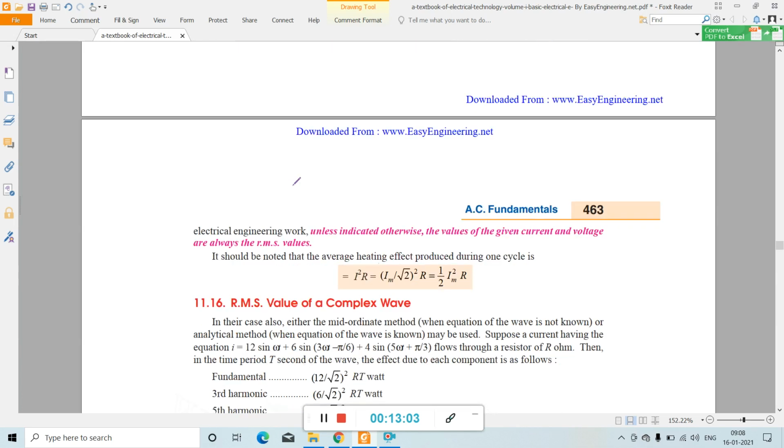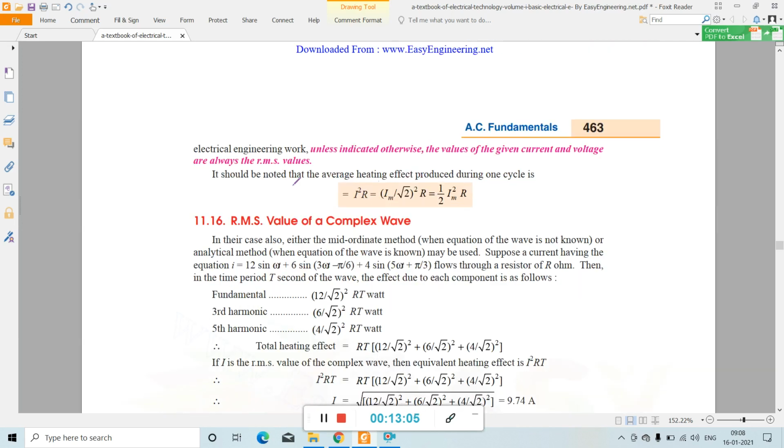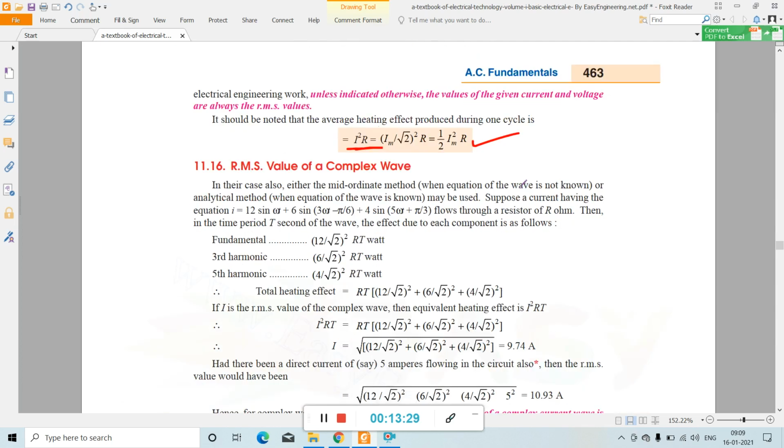Okay, so the average heating effect produced during one cycle is I square R. This is the heat or power loss expression. So in I, if I put RMS value, (Im by root 2) square into R, then Im square by 2 into R. This is our average heating effect during one cycle.